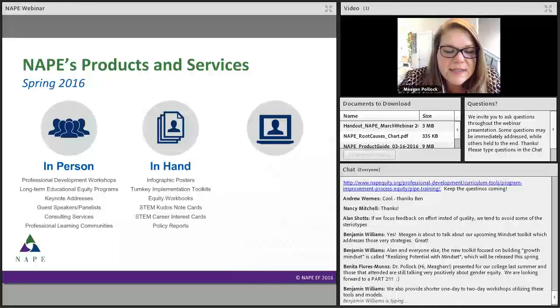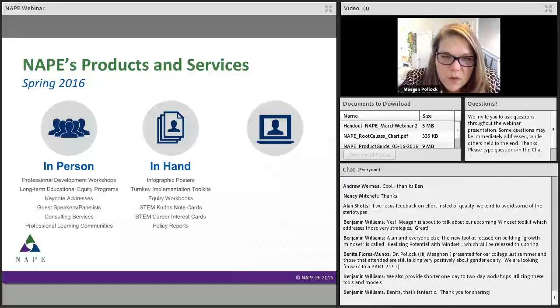So, in hand, the different types of professional learning tools that we have include some great infographic posters, and I'll show those to you on the next couple of slides. Then the turnkey implementation toolkits. We have two that have been released. The Explore STEM Careers Toolkit has been out for a few years. Last year we released Explore Non-Traditional Careers, and we've got a whole slew of exciting toolkits coming out. I'm going to tell you about them in just a second.